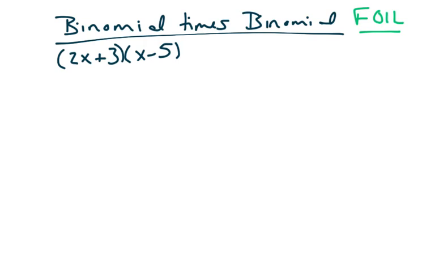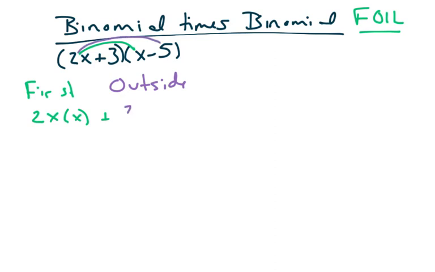So in the mnemonic device of FOIL, F stands for your first terms. So your first terms is taking 2x times x. Then you're going to add to that, the O stands for your outside terms. The outside terms are on the out edges, so that's the 2x and the negative 5. The I stands for your inside terms. So if 2x and negative 5 are the outside terms, then 3 and x would be the inside terms.